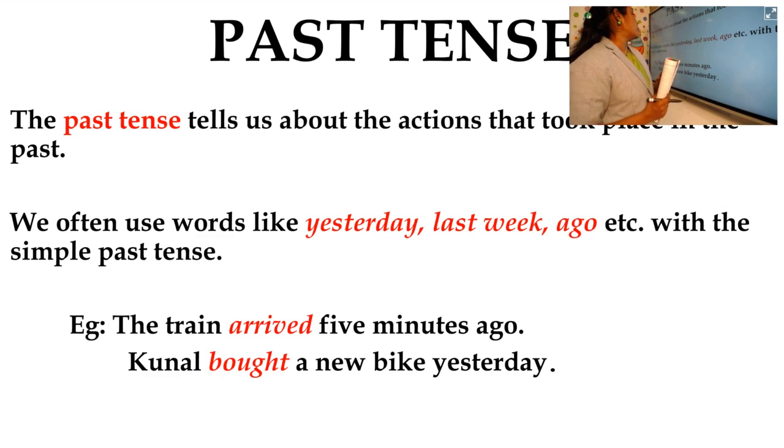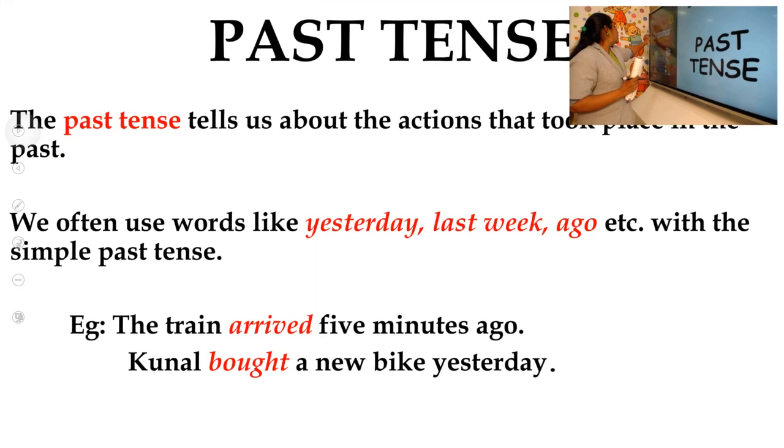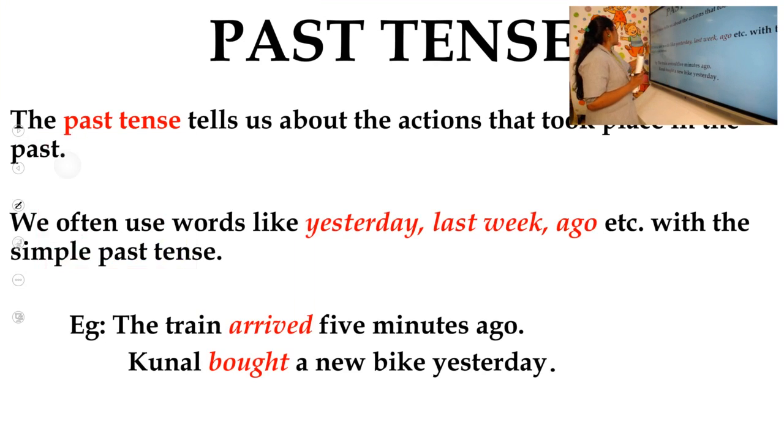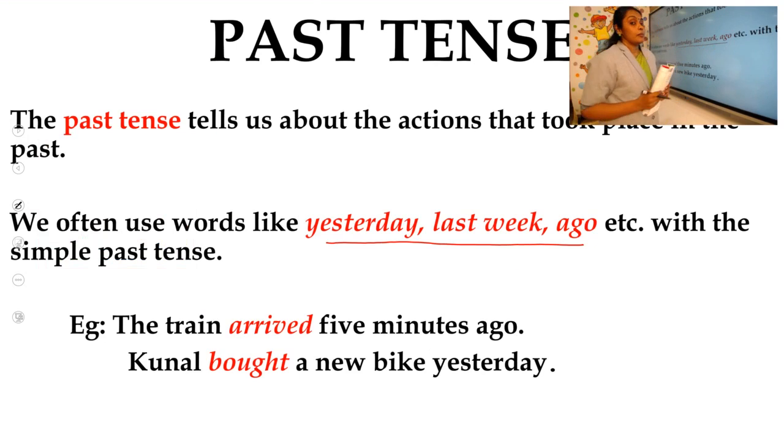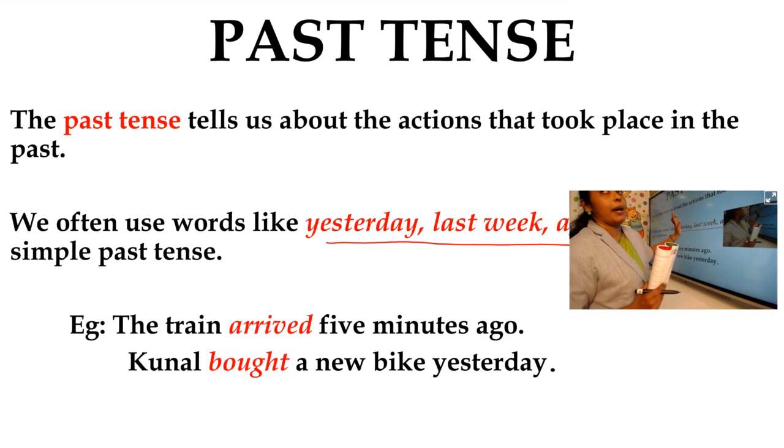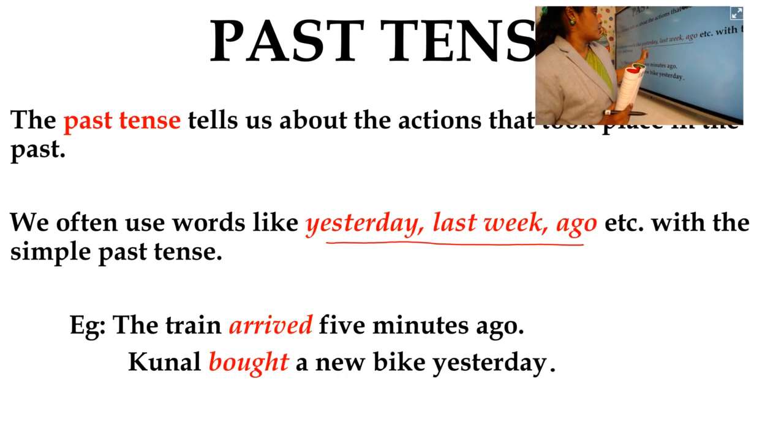Look at here, we often use words like yesterday, last week, ago, etc. with the simple past tense. When we use past tense, these words will be with that sentence. Yesterday, last week, ago. If these words are there, that means the sentence is in past tense. Past tense means the actions that happened in the past. Often we use these words along with the past tense.